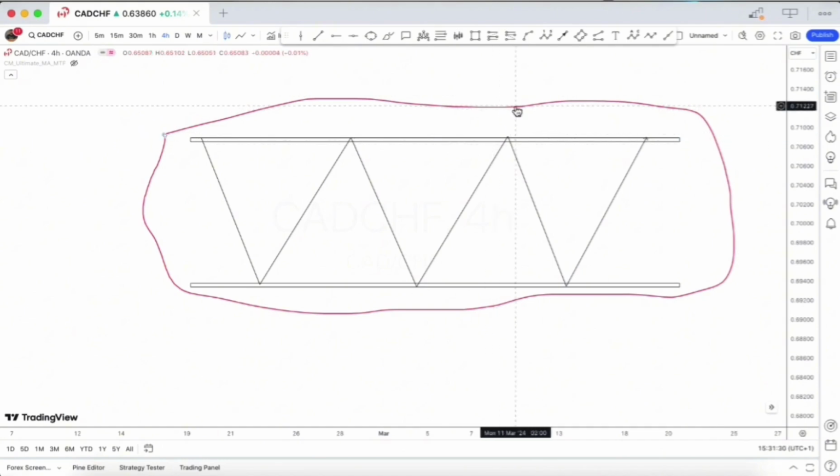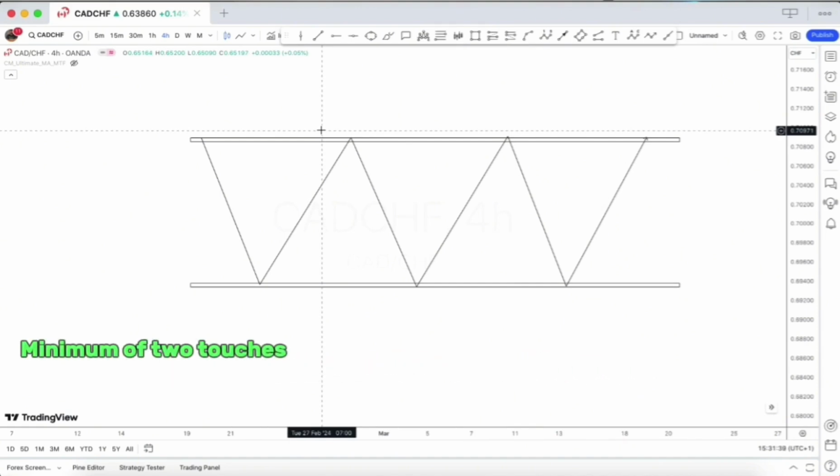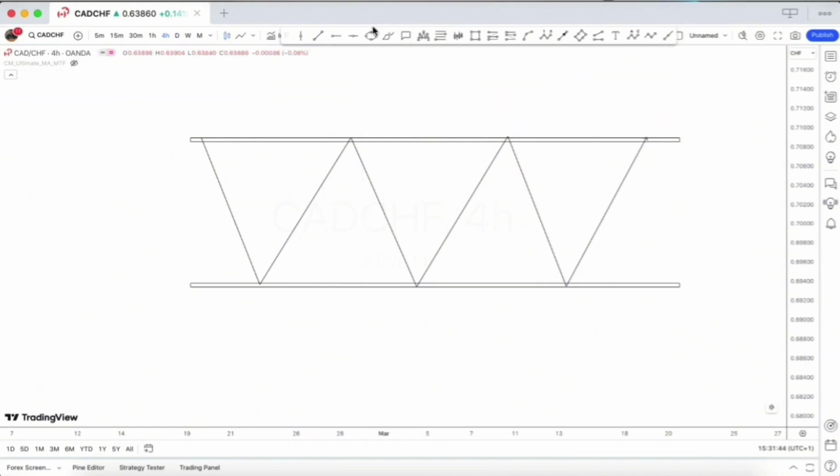So here on my chart, I have this ranging market. This is an example of a ranging market. And for a valid ranging market, we need a minimum of 2 touches above at the resistance and below at the support. So here we have the first touch right here, and this is the second one at the resistance. This is the first one at the support, and the second one at the support, right? So we need a minimum of 2 touches at the resistance and a minimum of 2 touches at the support to make a valid ranging market.